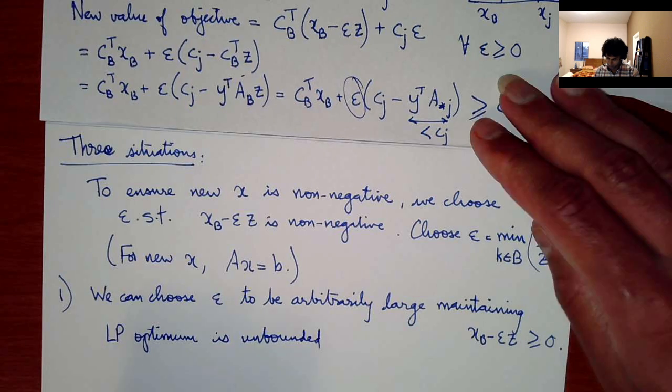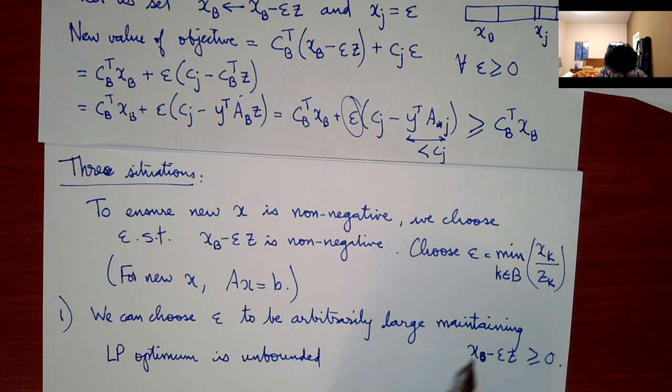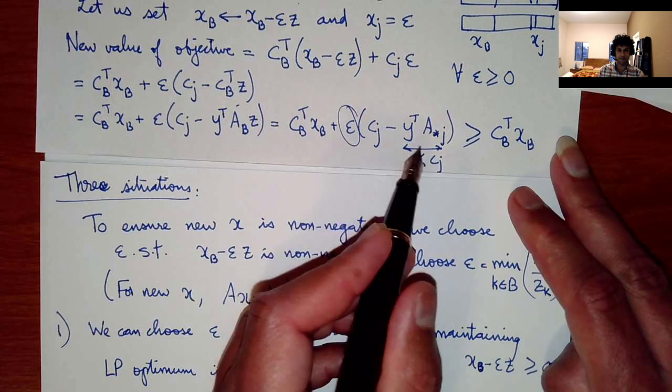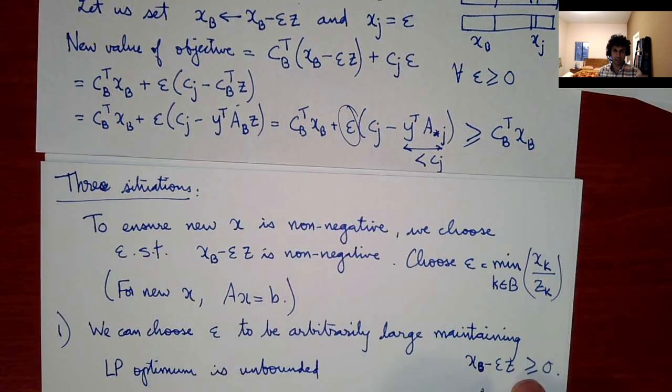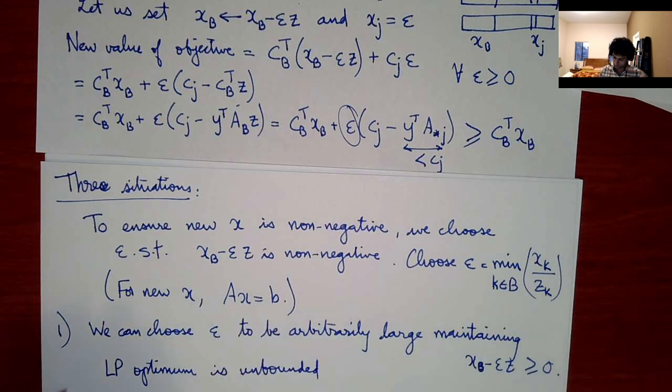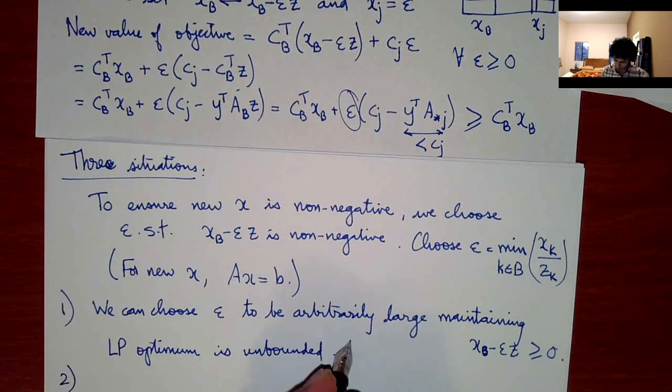But the LP then is unbounded, right? Because what this means is you can keep increasing epsilon and you would keep increasing your objective value here. And you would maintain non-negativity. And you can show that for any new x, Ax is equal to b. So you can keep increasing epsilon and then it becomes unbounded. So you just terminate because you know that there is no optimum.